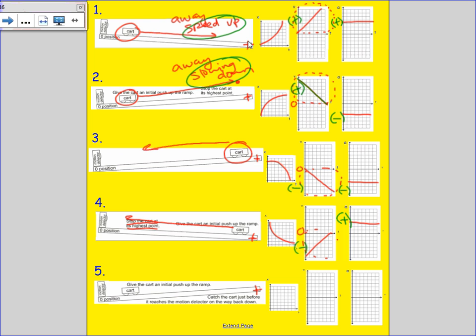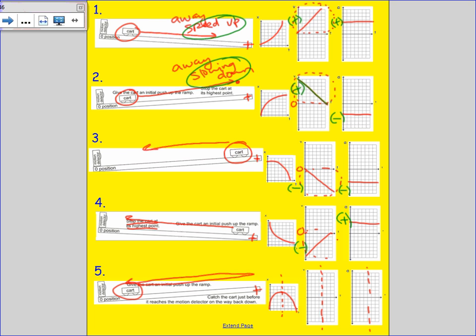The last one's a little tricky. The cart starts at the origin, it goes up, stops, and then it comes back down towards the origin. So we're going to actually have a blend of shapes. In the first part of the motion, it goes away from the origin, slowing down. So that would look like this. But then it goes towards the origin, speeding up, which would look like this. So you actually get a bell curve for your position graph. I'm going to draw a dotted line down the center so we can see how that matches up with velocity and acceleration. Let's look at velocity for the first part.